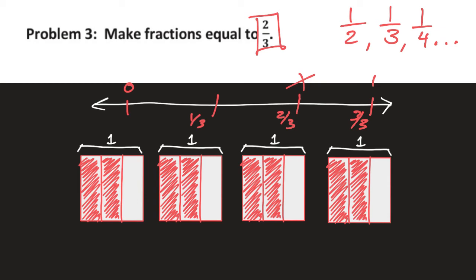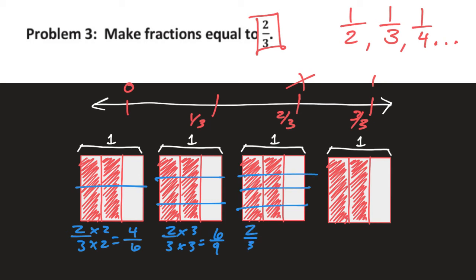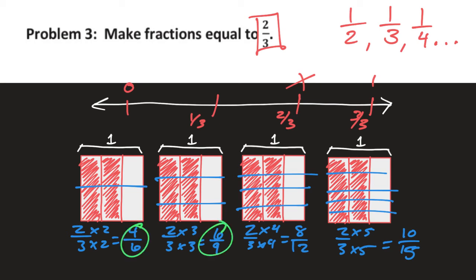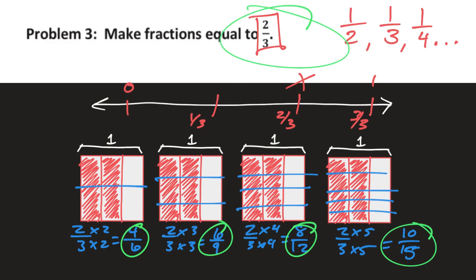Once again, we are going to horizontally cut these fraction models. This first one, I have 2/3. So 2/3 times 2 times 2 equals 4/6. Cut this one twice. So 2/3 times 3 times 3 equals 6/9. The next one, 3 cuts, will be 2/3 times 4 times 4 equals 8/12. And then the last one I cut horizontally 4 times, and that would be 2/3 times 5 times 5, and that would be 10/15. So once again, 4/6, 6/9, 8/12, and 10/15 are equivalent to our fraction 2/3.